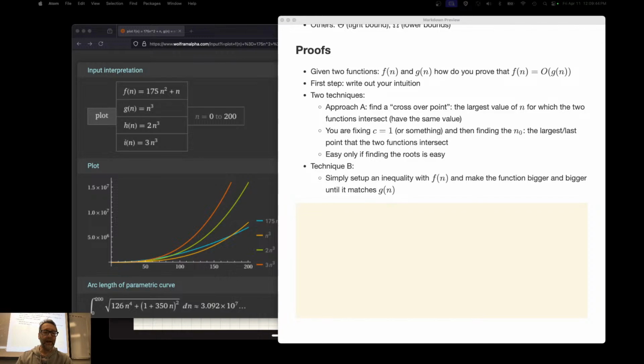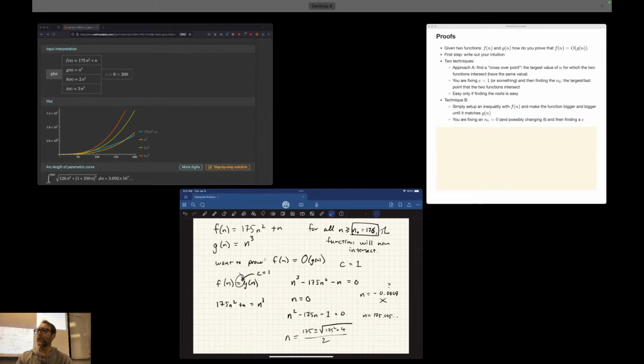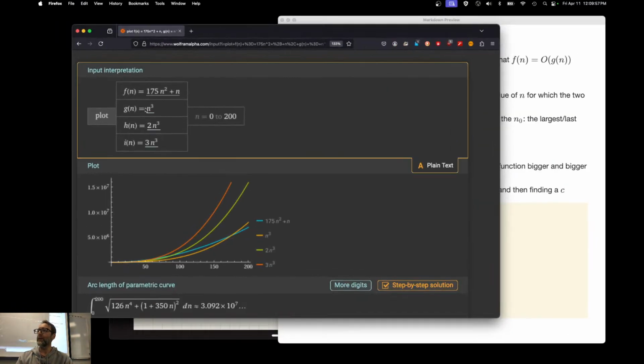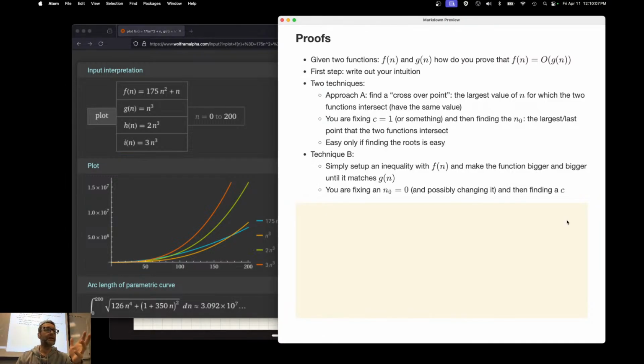You are fixing n naught to be 0, possibly something bigger, and possibly changing it as you go along. And then you're finding that c sub n. This is my c sub n. First it was 1, then I made it 2, then I made it 3. I just made it bigger and bigger and bigger until I pushed that intersection point all the way back. Now, that's the description of it.